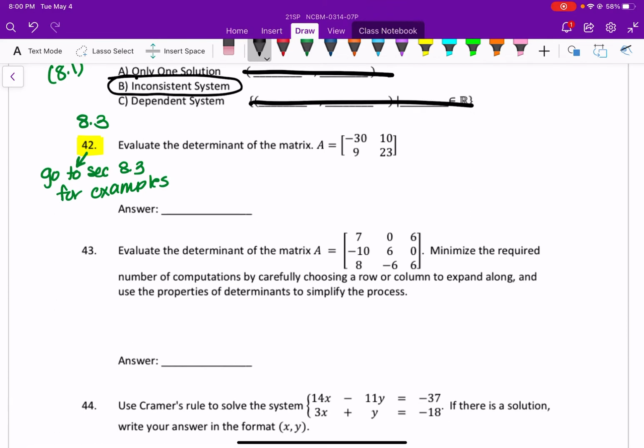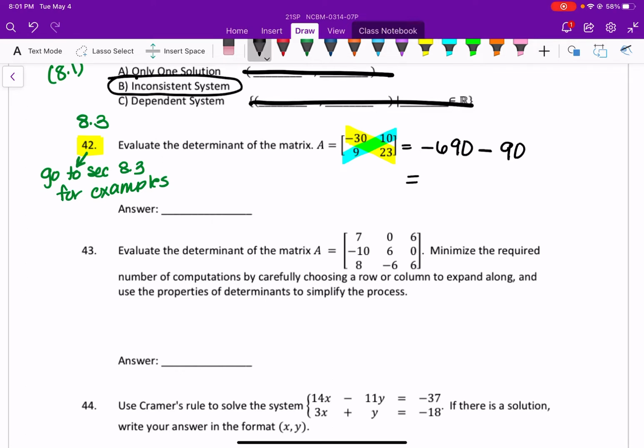Okay, so for 8.3, we're going to do our first just basic determinant. Remember, when we do determinants, we do our diagonals. We go across starting at the top left-hand side and multiply -30 times 23. And -30 times 23 is going to give us -690. Remember, it's always a minus here. And then we do our other diagonal, which is the 9 times 10, which is going to give us 90.